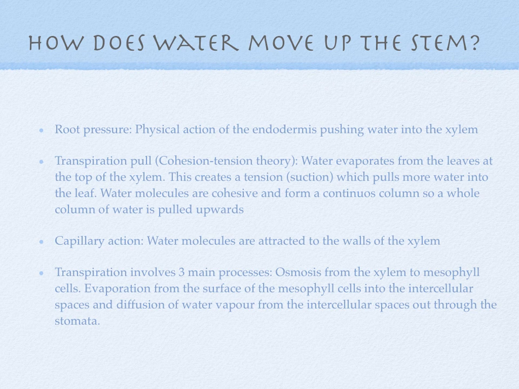So capillary action is where the water molecules are attracted to the sides of the xylem vessel, and because the xylem vessels are narrow, these forces of attraction can pull the water up the sides of the vessel. Before talking about the transpiration pull, let's quickly start talking about transpiration. The definition of transpiration is the water loss by evaporation from the aerial parts of a plant.